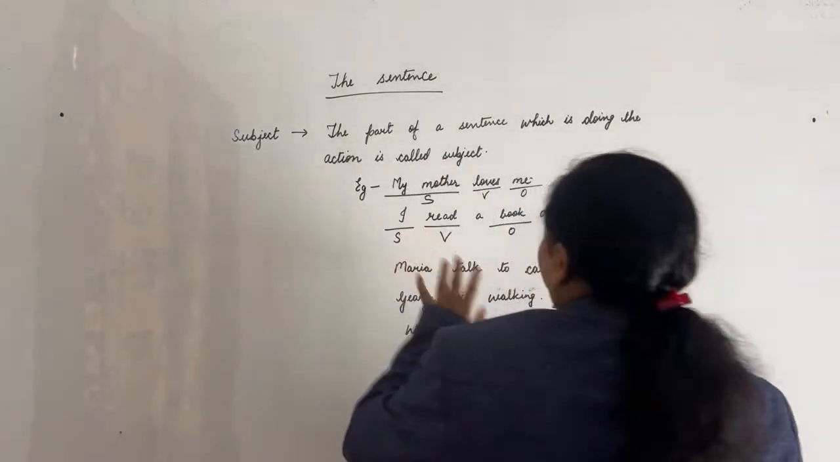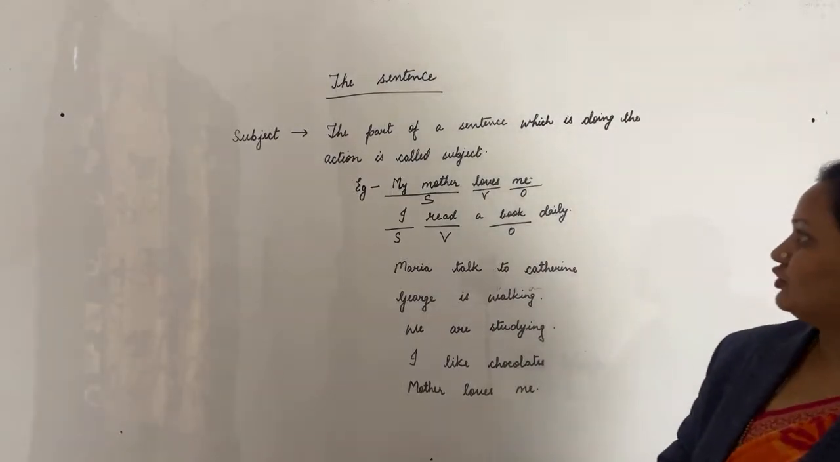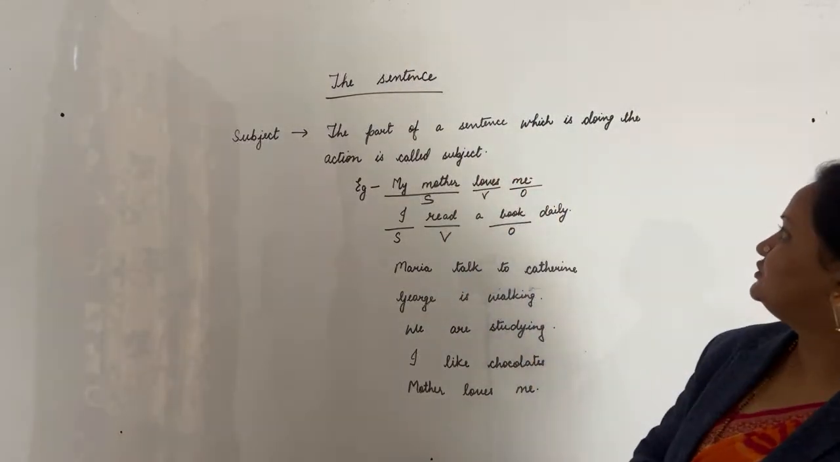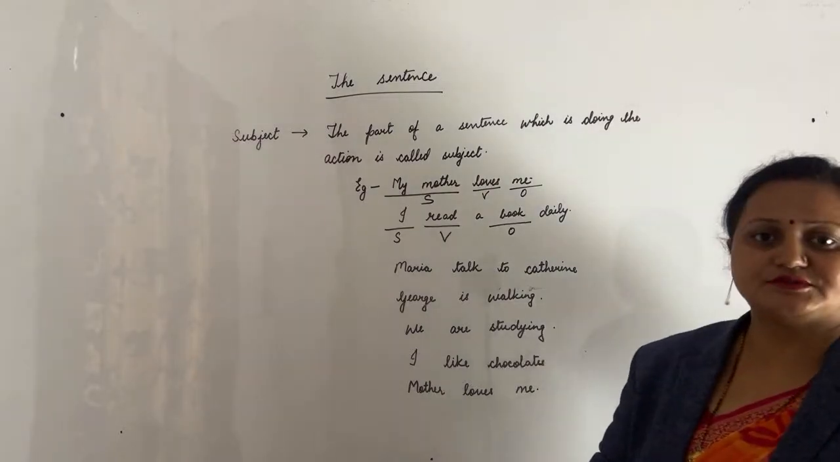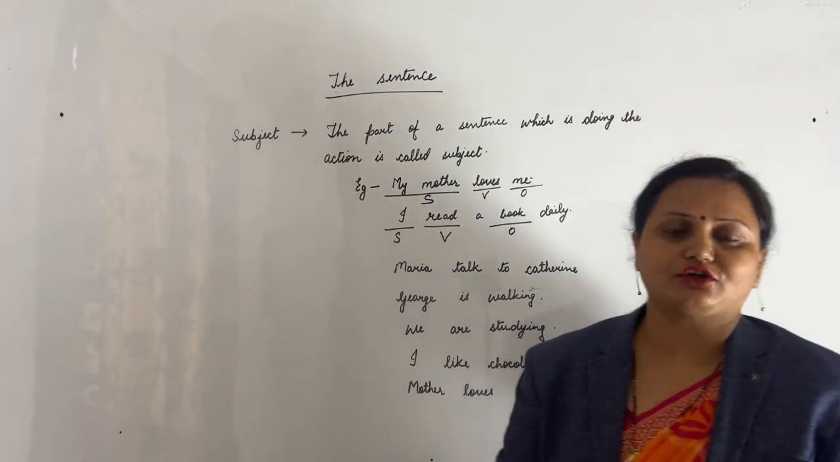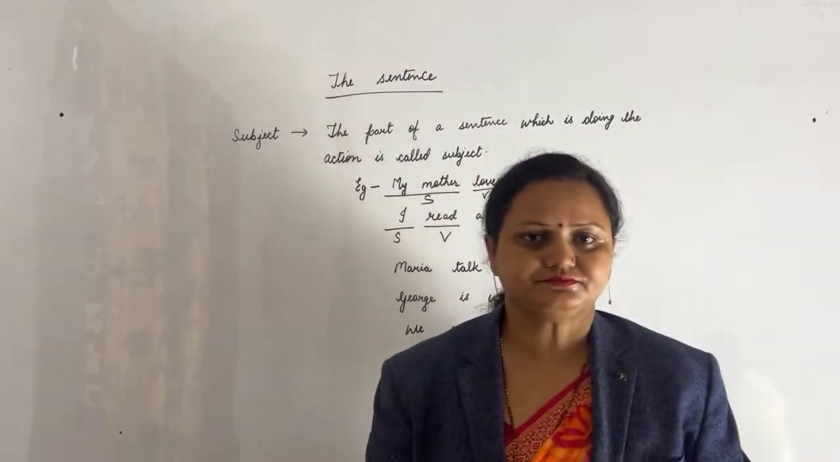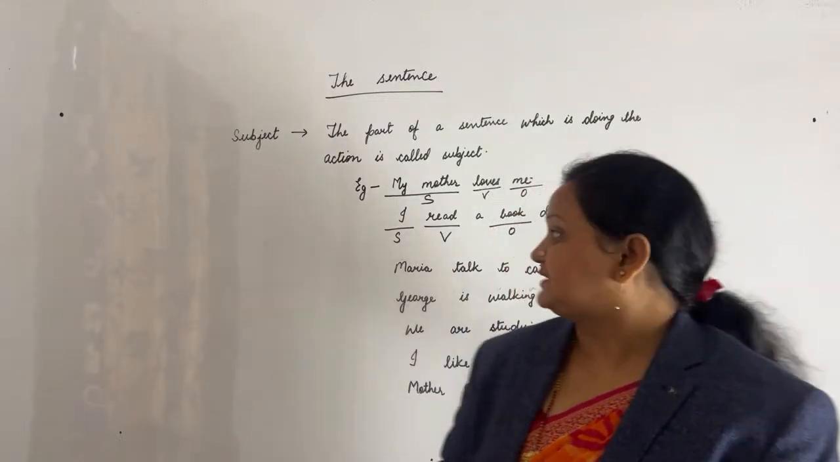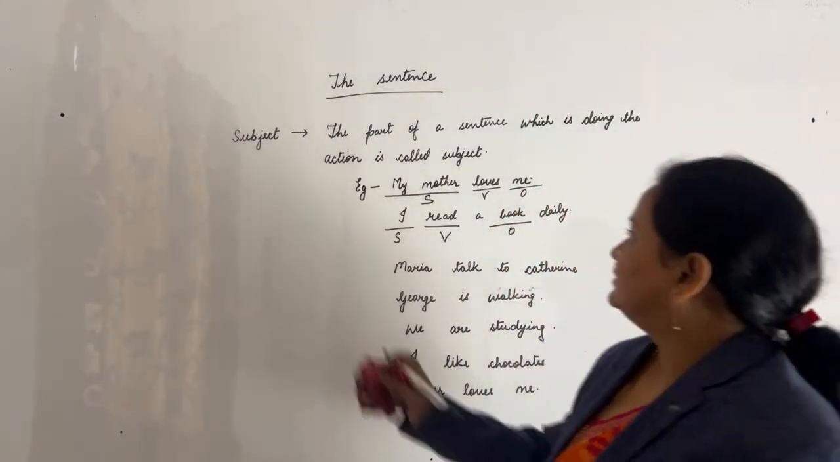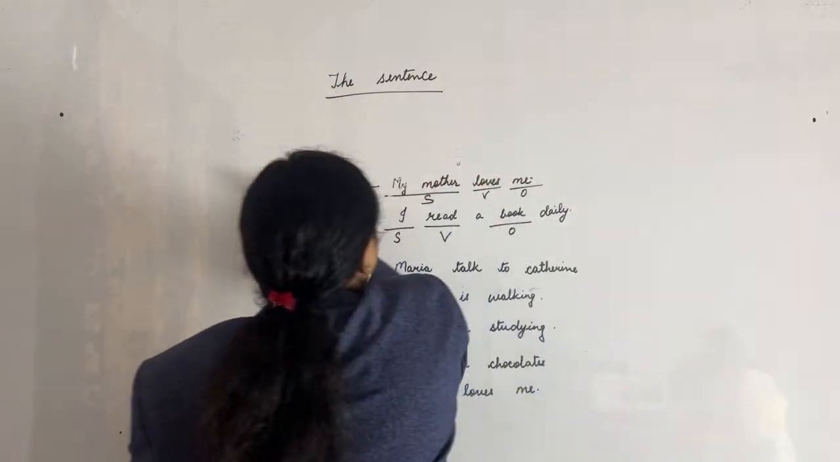Now, that is all about the subject, and now we will read about the object. The part of a sentence which does the action is called the subject, and if we talk about the object, it is the part of a sentence which receives the action. So we can say that the object is the part of a sentence which receives the action.